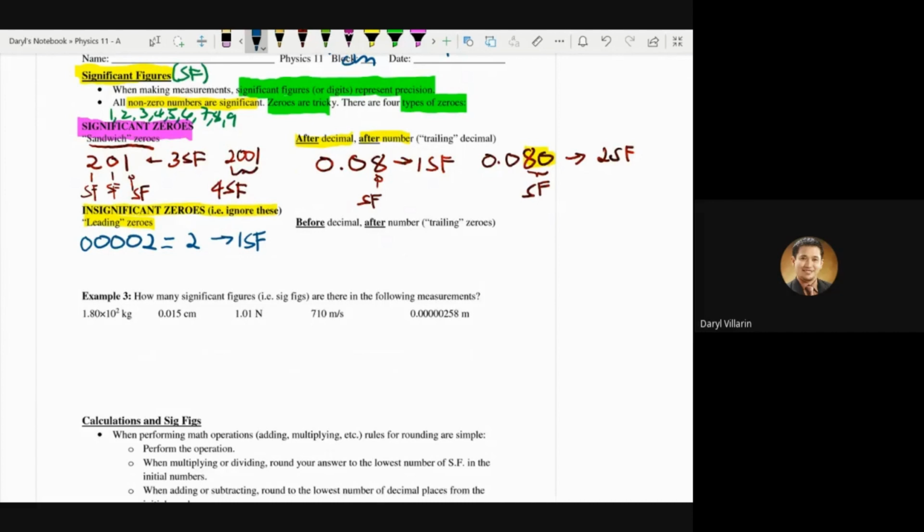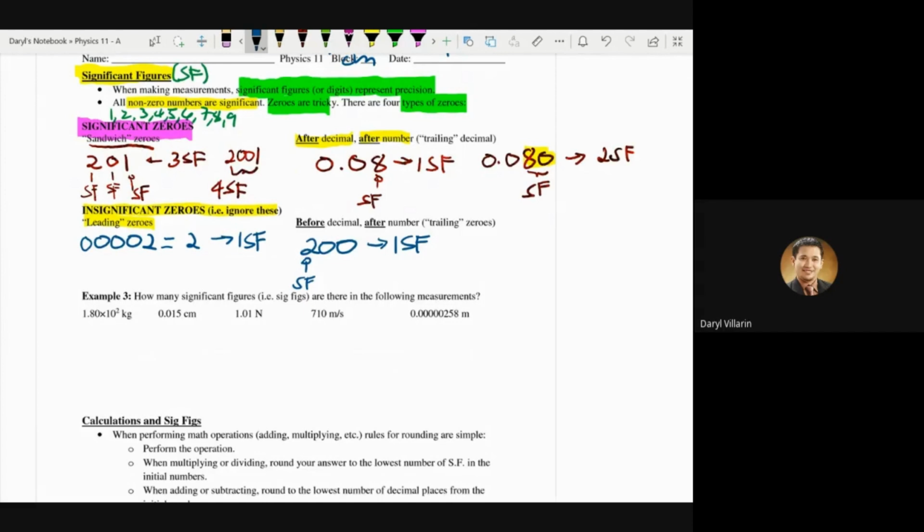And before the decimal and after the number, or trailing zeros, I think it is the same thing as before. Let's say, for example, the number 200, where I don't have any decimal point after the zeros. Actually, this has just 1 significant figure. The significant digit is just the number 2, so the zeros here are insignificant.